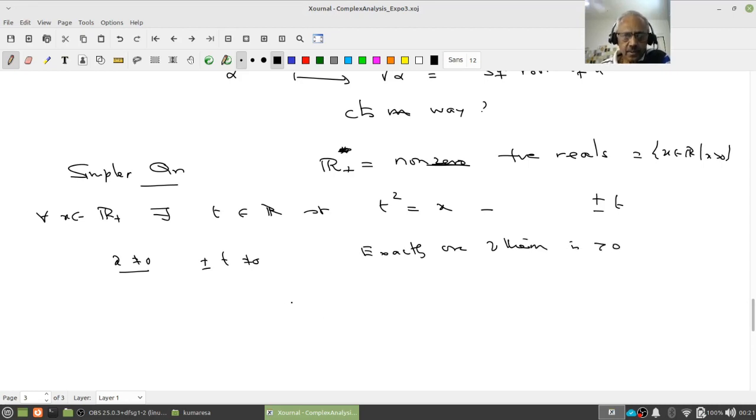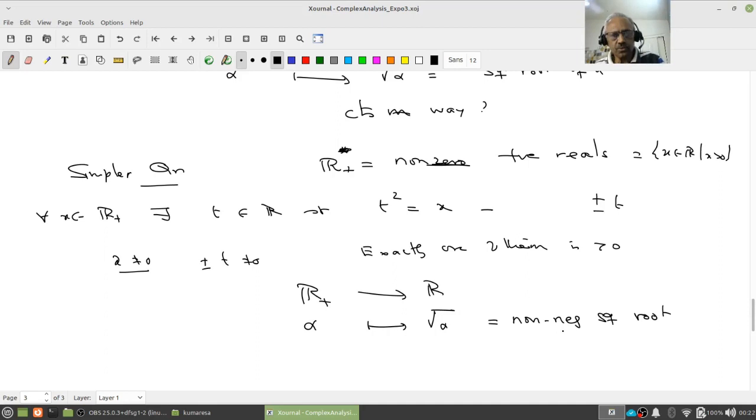So the question I can ask is again the same: from R plus to R, give me any alpha, and I want to take its square root. But which square root will I take? If t is a square root, then t and minus t are both square roots. Now I want to make a unique choice. In this case, I can make a unique choice. I can simply take the positive square root. There is no reason why you have to take the positive one; you can also take the negative square root. It doesn't matter, but it's a unique choice.